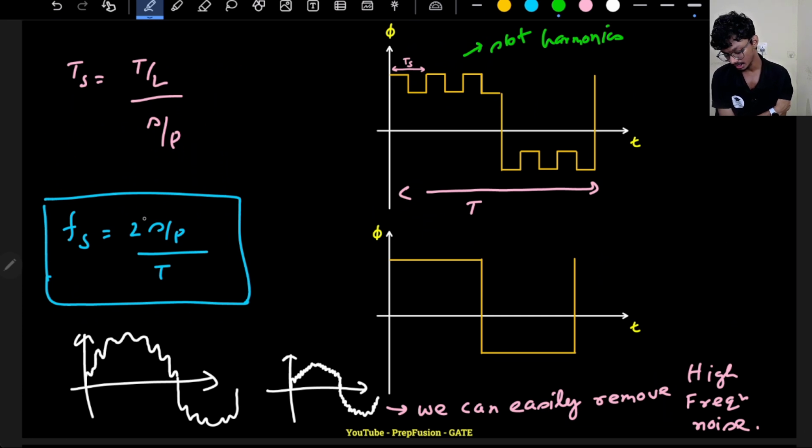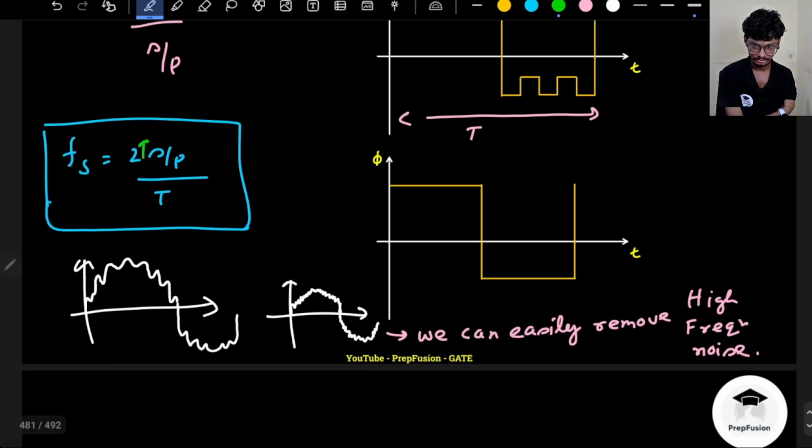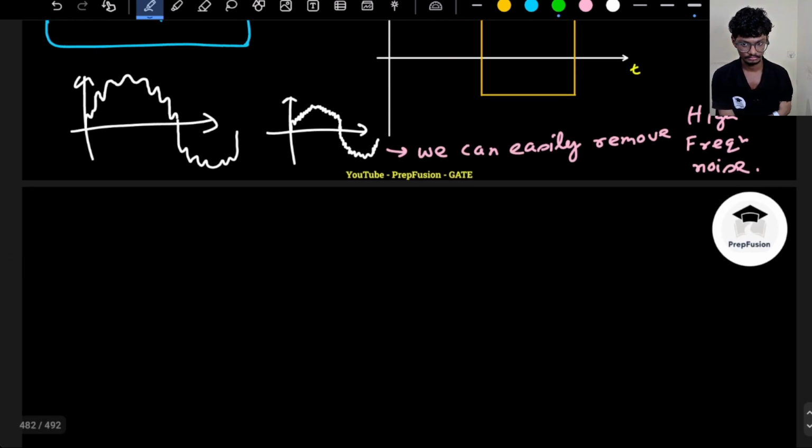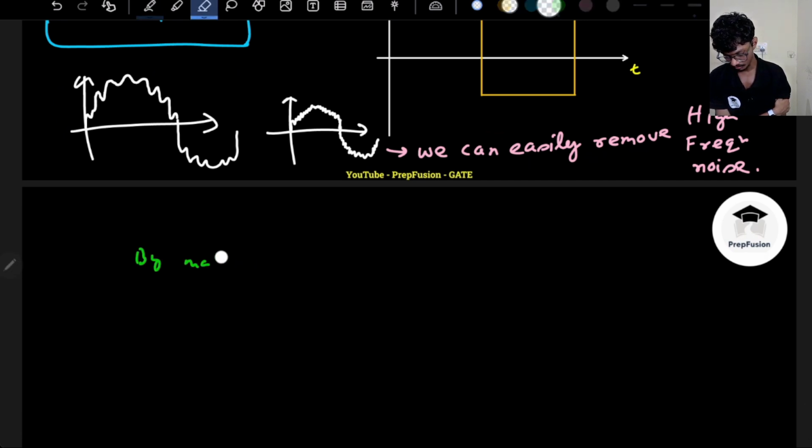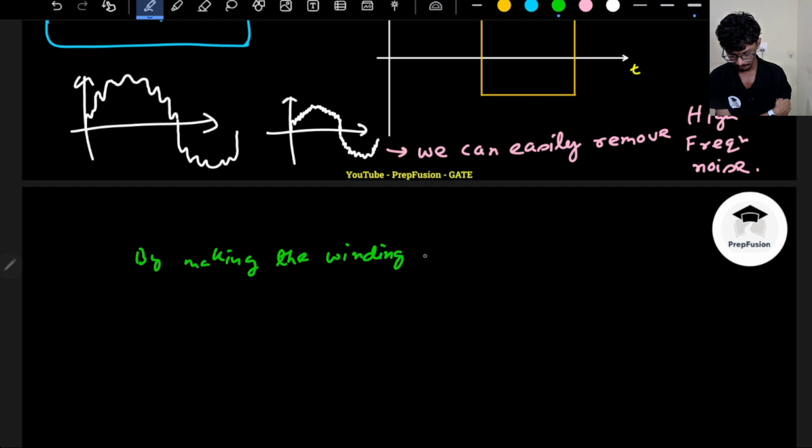So how can I increase it? I will increase the number of slots. That will improve the waveform. I cannot decrease the poles, so I have to increase the number of slots. Okay, so by making the winding more distributed, I can simply reduce the slot harmonics.